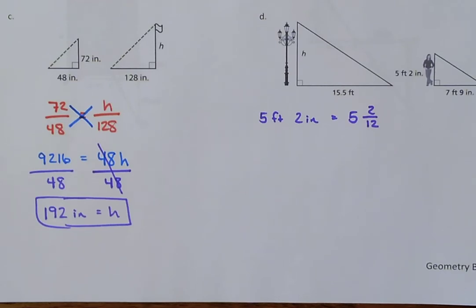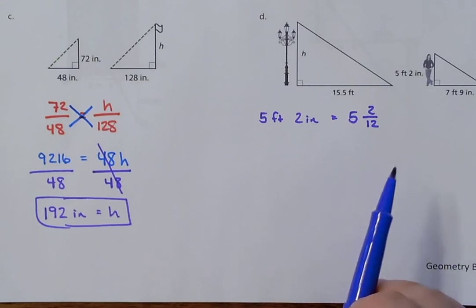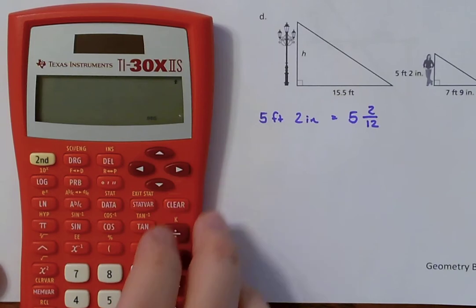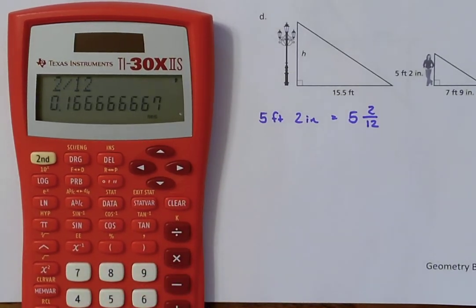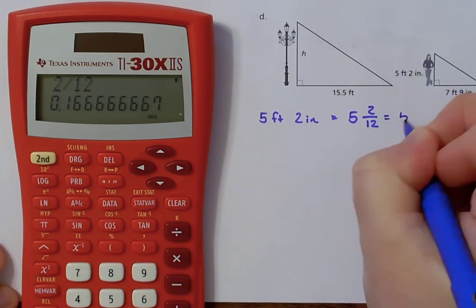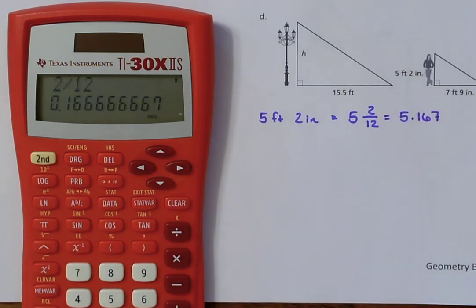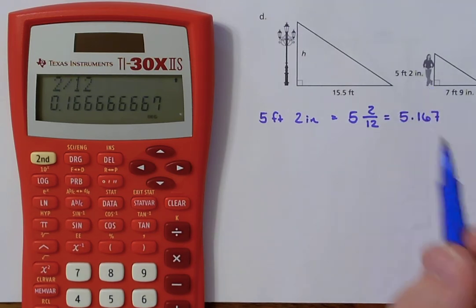Okay, 2 inches out of 12 inches overall in a foot, because if this was 12, this would be 6, so it would be another foot. So what you're going to do is use your calculator. We're going to do 2 divided by 12, and we get this 1.6 repeating, so we're just going to round it off to 5.167. So we're going to use 5.167 as the height of the woman.